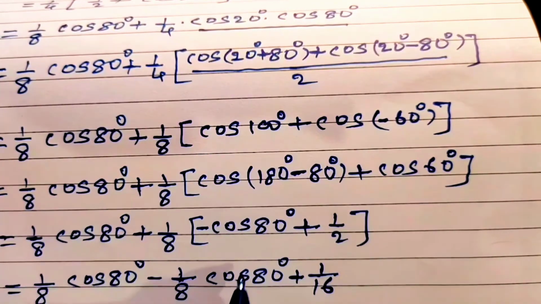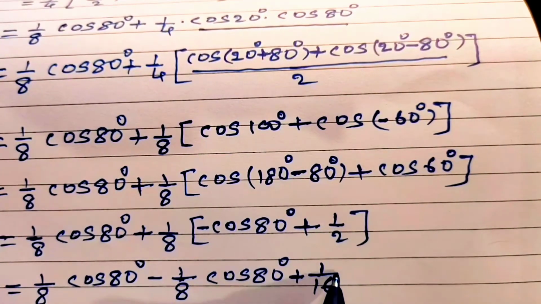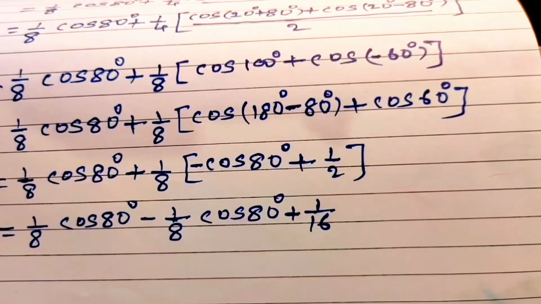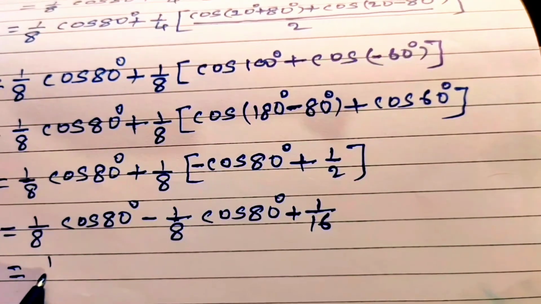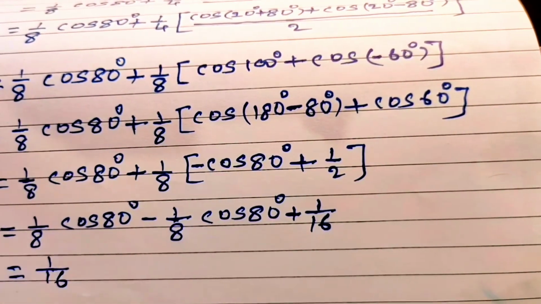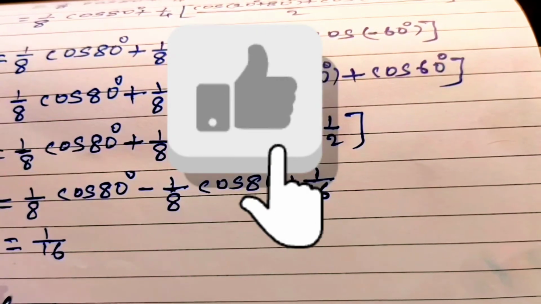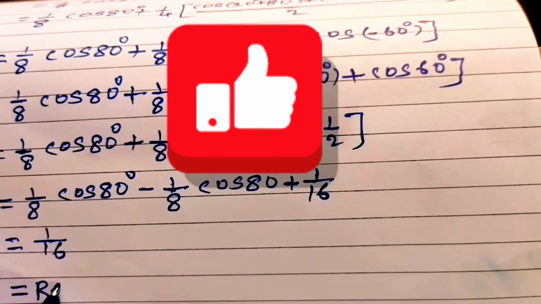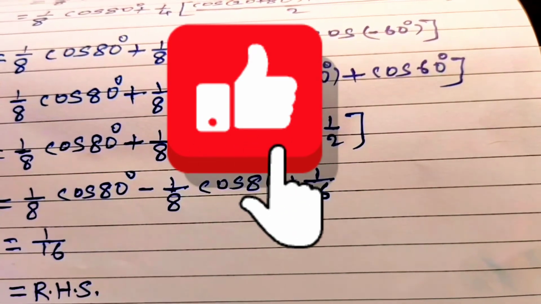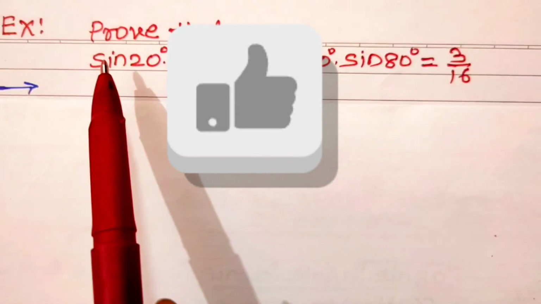Now this term and this term gets cancelled, remains only 1 upon 16. Hence this is equal to 1 upon 16 only, which is nothing but right hand side of given statement. Hence the proof. Let us solve next example.